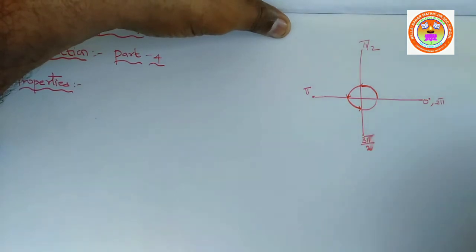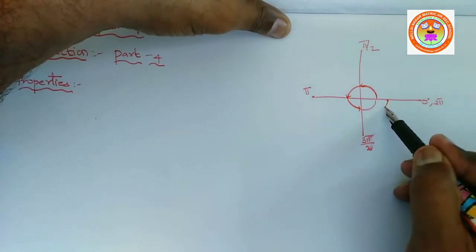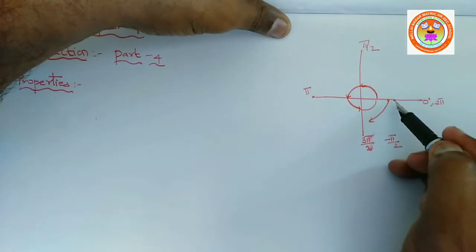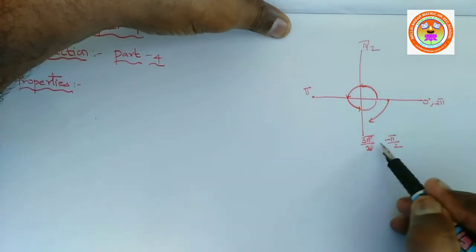Suppose this is the starting point, 0 degree. If it moves in the clockwise direction, this is nothing but minus pi by 2. If it moves in the anti-clockwise direction, this is pi by 2. If it moves in the clockwise direction, this will be minus pi by 2.